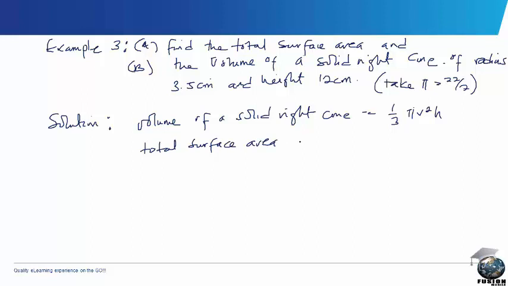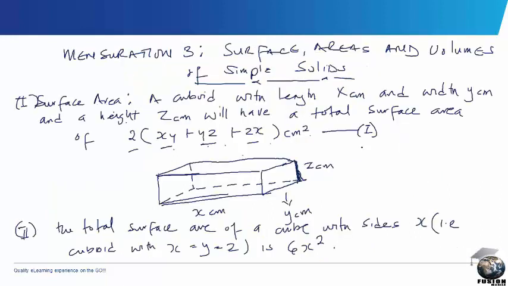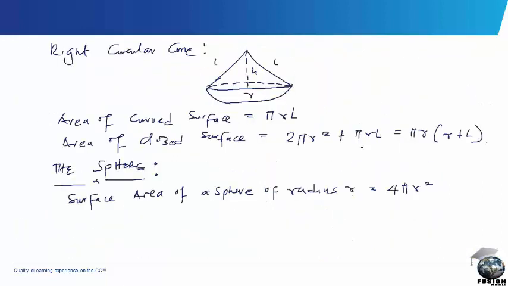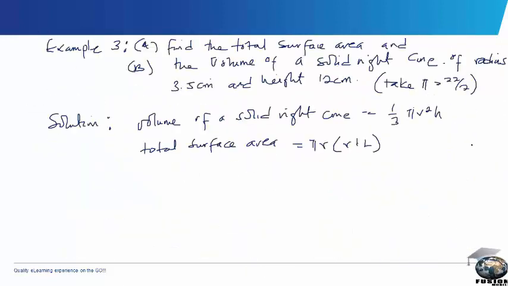And then the total surface area, if you go back to our table of formulas, is given as pi r times r plus l. Let's check back at our formula. I think I need to show you where this is. Okay, that's the total surface area we're talking about. Let's get back to our slide. Alright, so we can quickly find the volume.